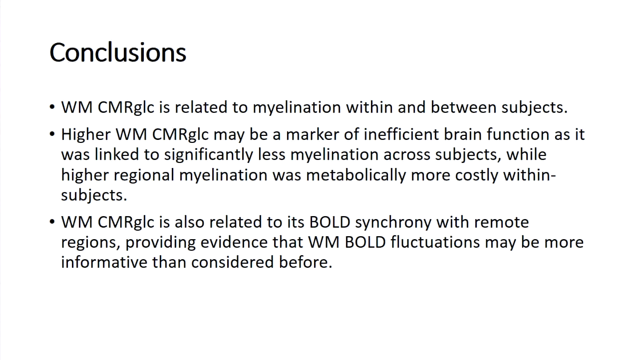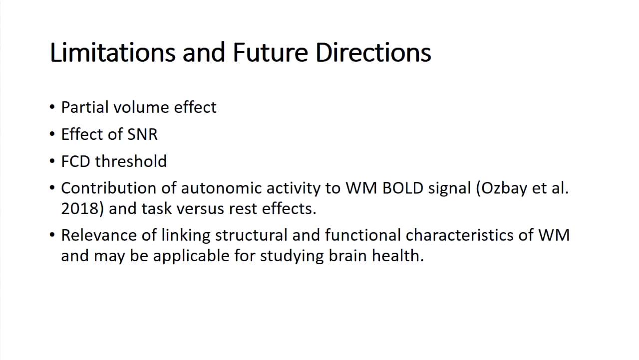So in summary, there was an association between and within individuals of myelination and brain glucose metabolism, and apparently that could be linked to a concept of efficiency in the brain, with the way myelination is related to metabolism. But we also saw that the measure of metabolism in white matter was linked to the extent to which fluctuations in the white matter are linked to remote areas in the brain. So this maybe gives us a clue that fluctuations in white matter may not be all just noise, and we maybe should be rethinking that concept.